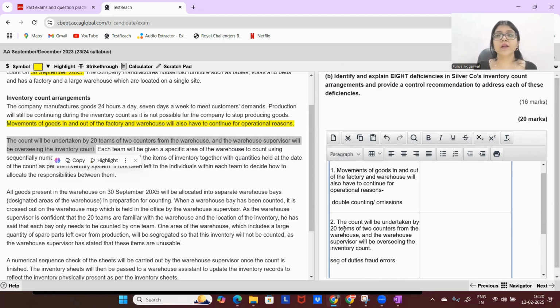So I will be a little on those lines. That is the deficiency from the company's part, that there should be a segregation of duties. And the recommendation is very, very similar.